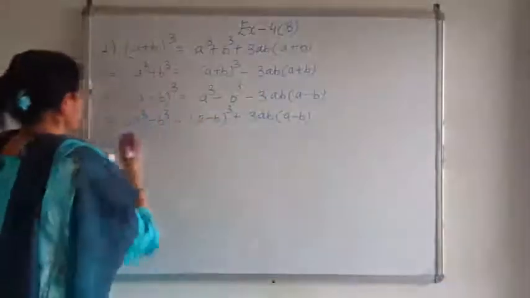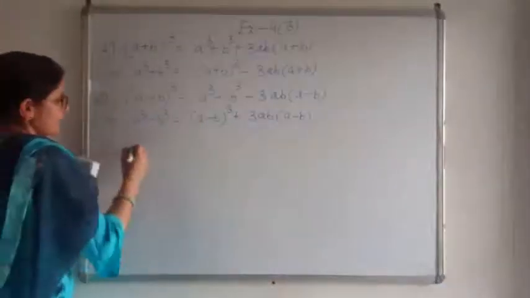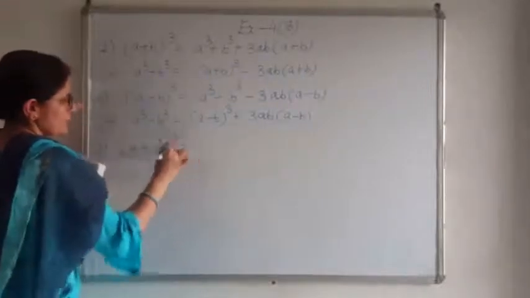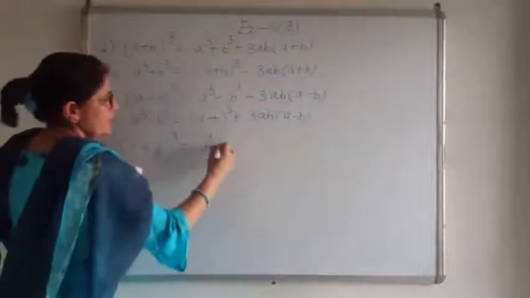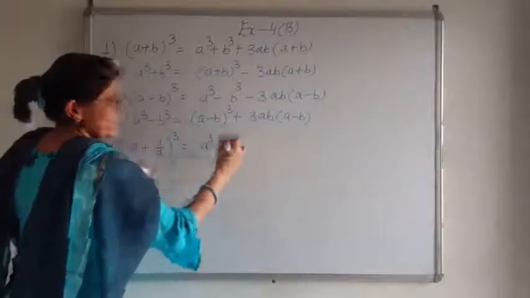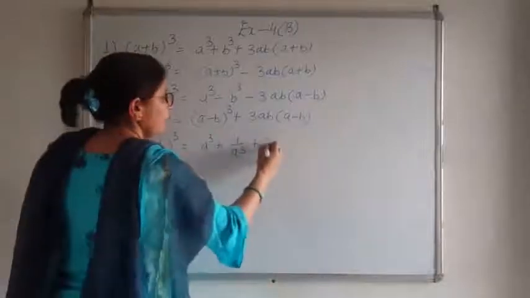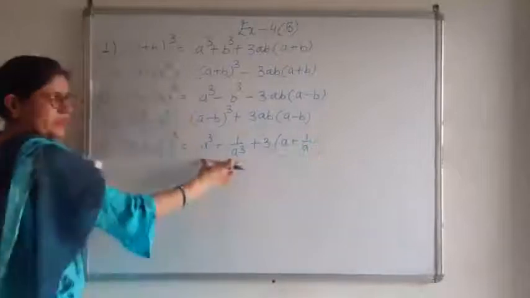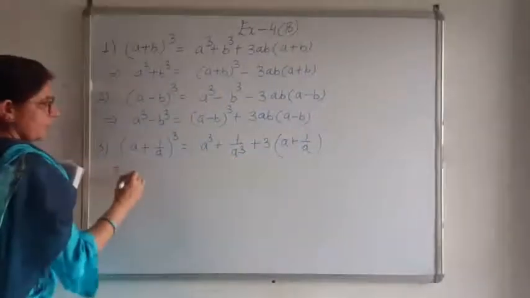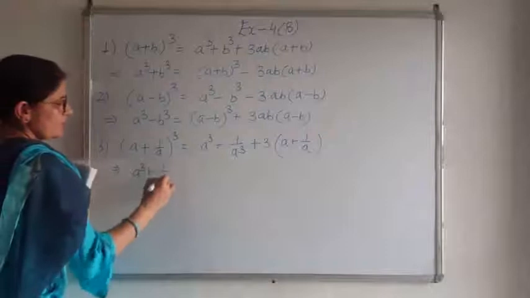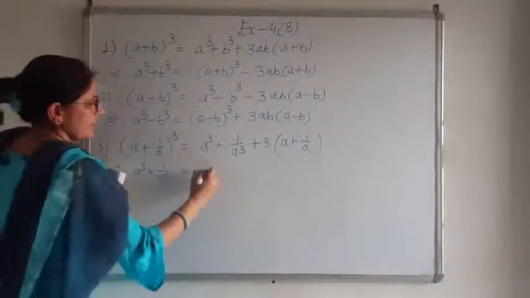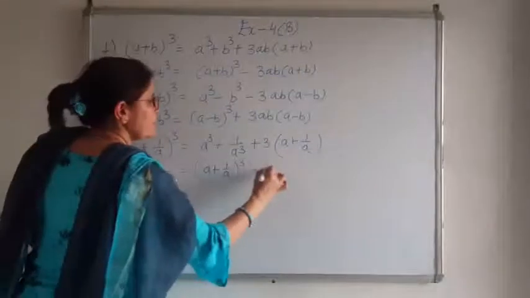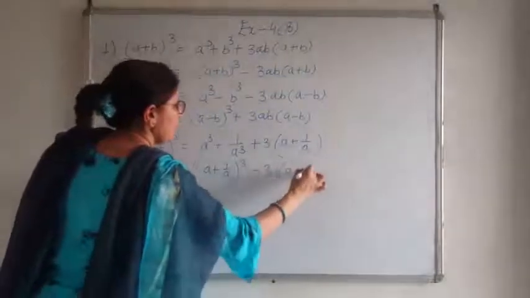The third one, if it is given in fractional form, means (a plus 1 upon a) cube, then a cube plus 1 upon a cube plus 3 into (a plus 1 upon a). From here also we can find out the value of a cube plus 1 upon a cube as cube of (a plus 1 upon a) minus 3 into (a plus 1 upon a).